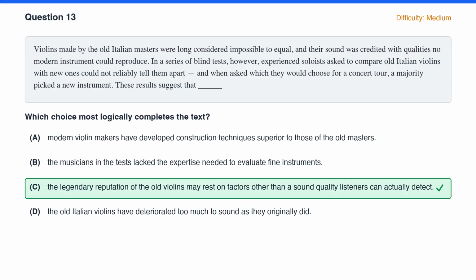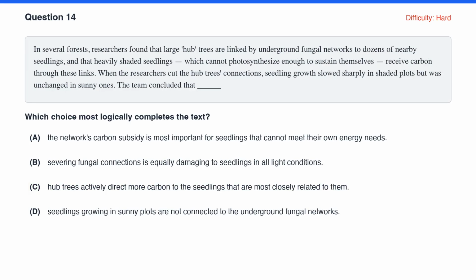C is correct. If skilled listeners can't hear a difference and even prefer the new violins, the old ones' fame must rest on something beyond audible quality. Takeaway: let the evidence cap how strong your conclusion can be. This is an inference question, so the answer must follow from the data without going beyond it. Look at the key result.